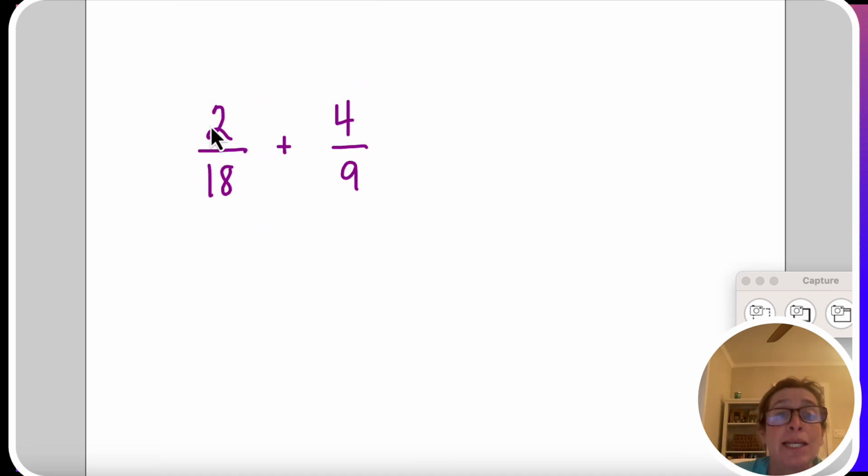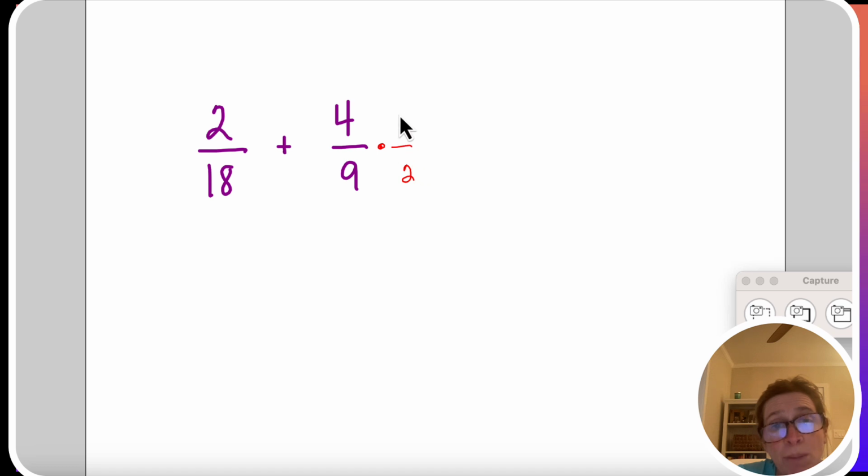All right. In order for us to add these fractions together, we need to have a common denominator. So the lowest common denominator in this case would be 18. 9 and 18 both go into 18. All right, so I ask myself, what's missing from each side? Well, on this side, I'm missing a factor of 2.